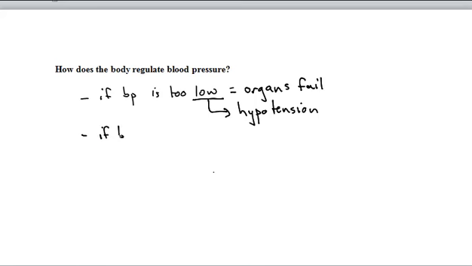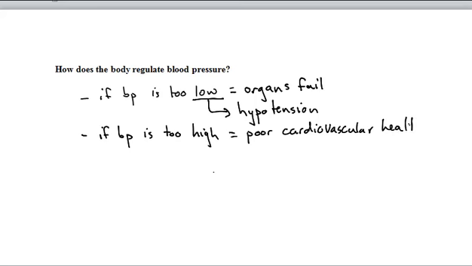If BP is too high, this is usually an indicator of poor cardiovascular health. Maybe your arteries are clogged. And they have a whole series of health consequences that we discussed in the cardiovascular system.